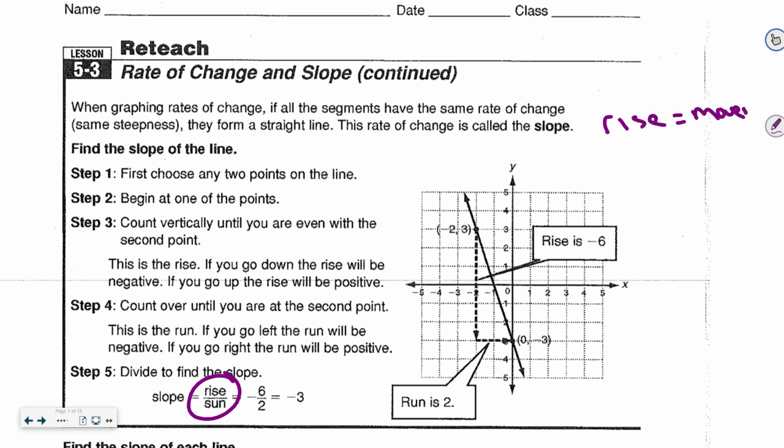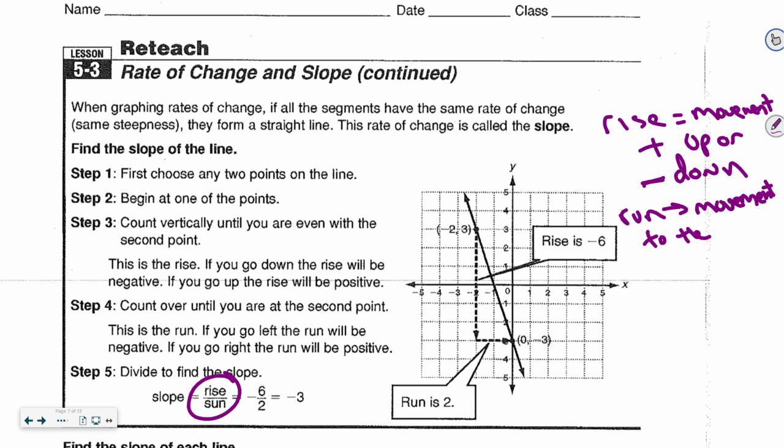Movement up or down: if you're moving up, it's a positive number. If you're moving down, it's negative. And your run is movement to the right.